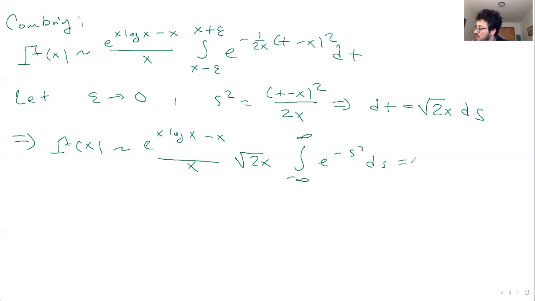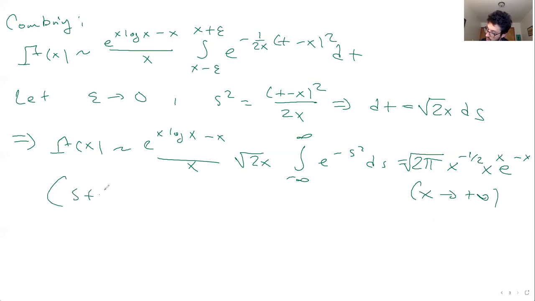So we can write everything out as square root of 2 pi, x to the minus 1/2, x to the x, e to the minus x, which is Stirling's formula for x goes to infinity. Okay, so this is one of many ways to obtain Stirling's formula, which comes up a lot in physics when you have different ensemble notation in statistical mechanics, many applications of Stirling's formula.